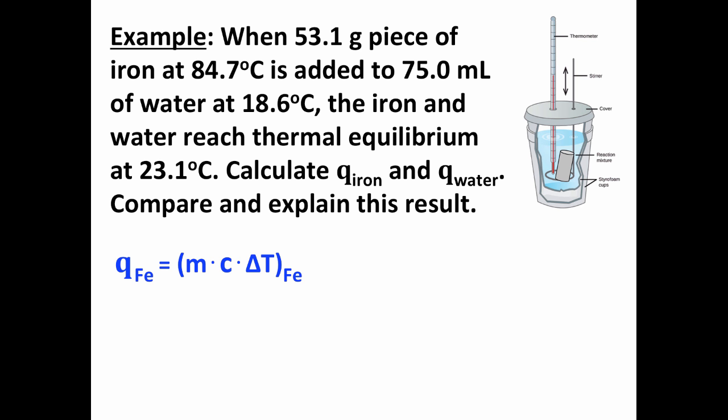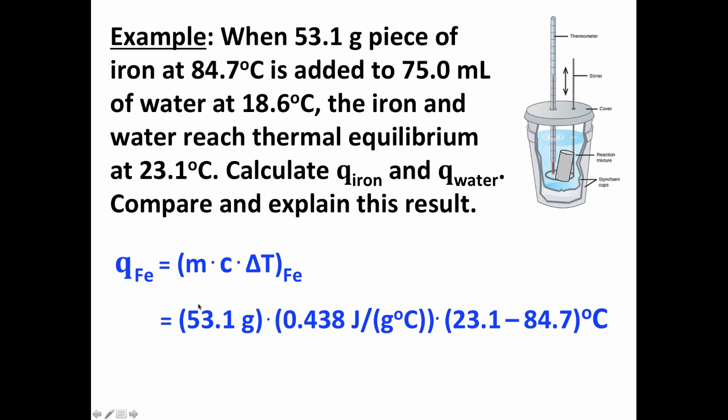To calculate the heat for the iron, we use Q = mcΔT for the iron. The mass of the iron is 53.1 grams. The specific heat, c, of the iron is 0.438 joules per gram degree Celsius, and this is a value that we looked up in the table. Then the initial temperature of the iron is 84.7 degrees, and the final is 23.1 degrees Celsius, and we do final minus initial for our temperatures. This gives us negative 1,433 joules when we do the calculation.